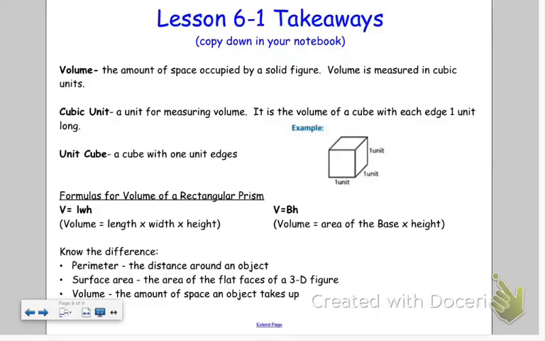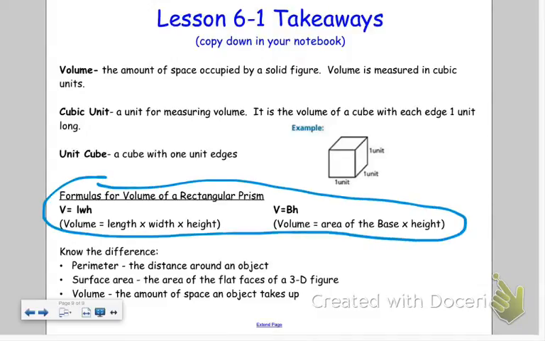And that brings us to our takeaways. I have the definitions for volume, cubic unit, and what a unit cube is. I also included both formulas for finding the volume of a rectangular prism. And last, this is very, very important. You need to know the difference here between perimeter, surface area, and volume.